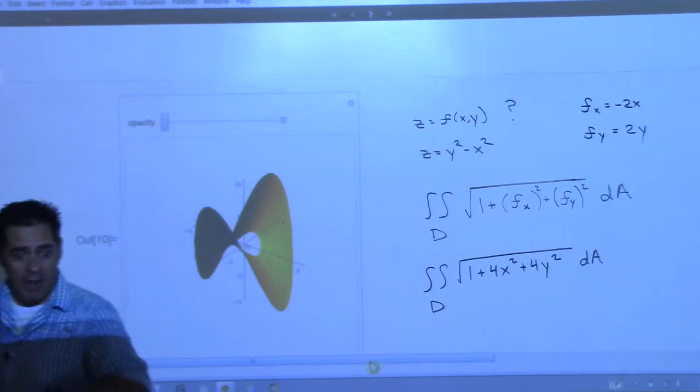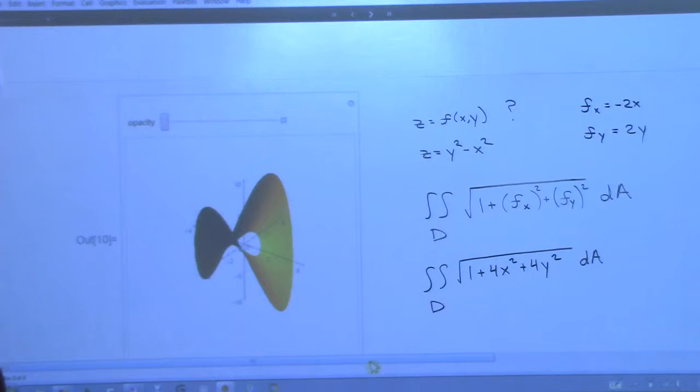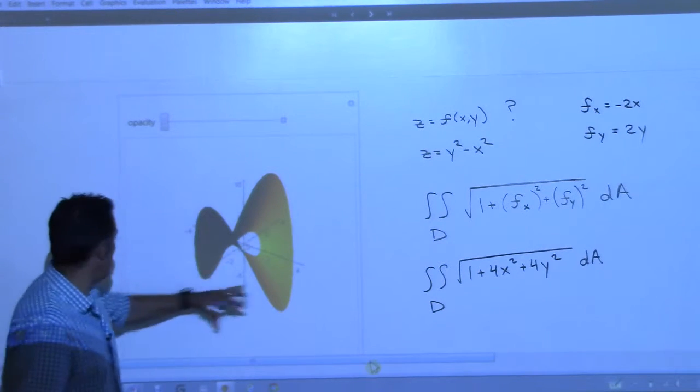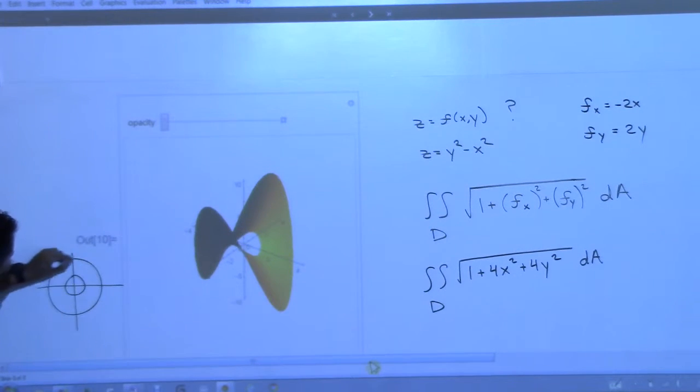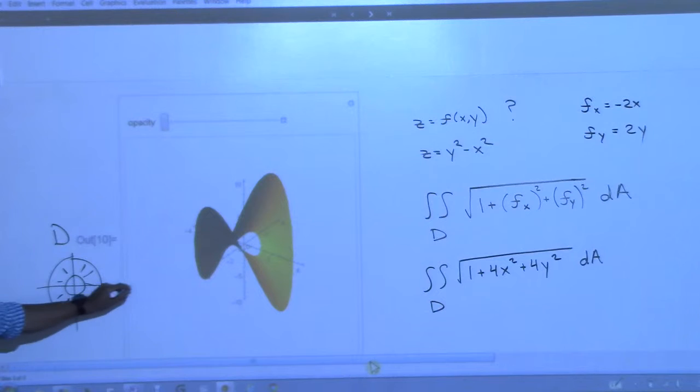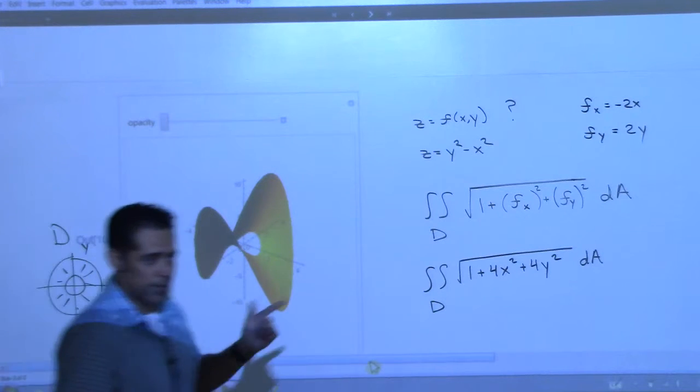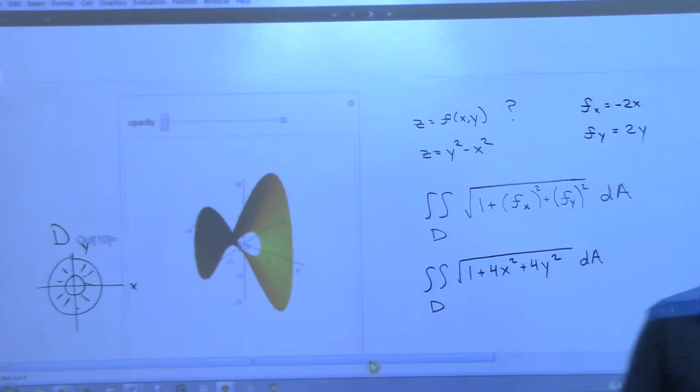It's a ring, right? It's polar. So imagine projecting this down onto the xy plane. This is what we're talking about when we're talking about D. That's D, that's our domain, because the restrictions are on x and y. So this is perfect for polar. Perfect. So I'm going to switch to polar now.